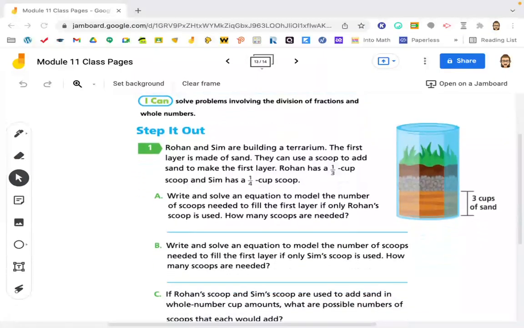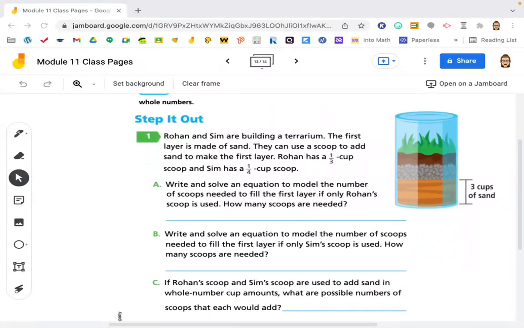Rohan and Sim are building a terrarium. The first layer is made of sand. They use a scoop to add sand to make the first layer. Rohan has a 1/3 cup scoop, and Sim has a 1/4 cup scoop. Write and solve an equation to model the number of scoops needed to fill the first layer if only Rohan's scoop is used. How many scoops are needed?